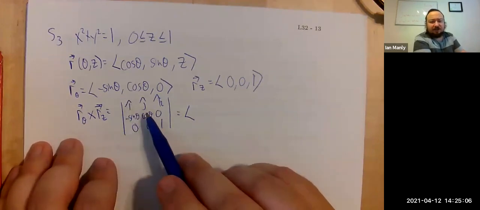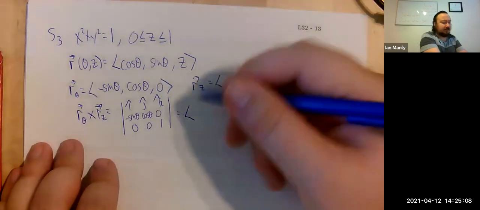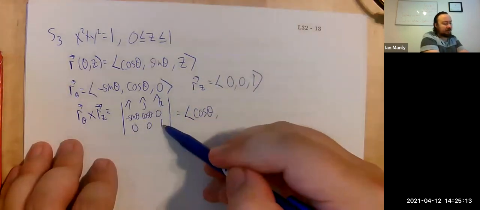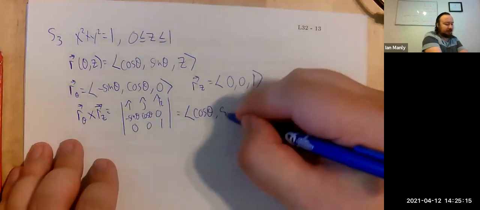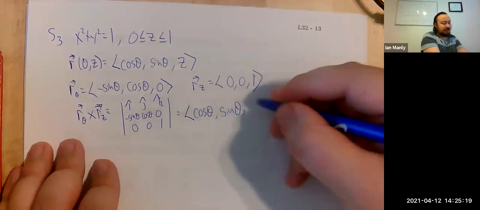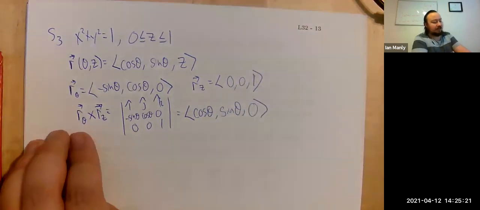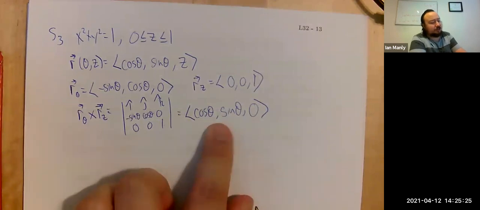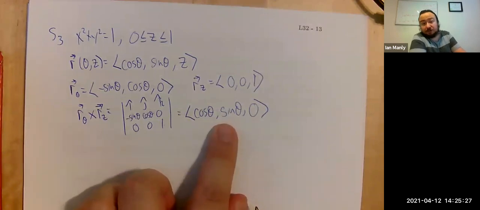So we have cosine times 1 minus 0 is cosine. For j, we have negative sine times 1 is negative sine, but it's the j component, so we get rid of the negative. And with k, we have this times 0 minus this times 0, which is 0. So our r theta cross r z is cosine theta, sine theta, 0.